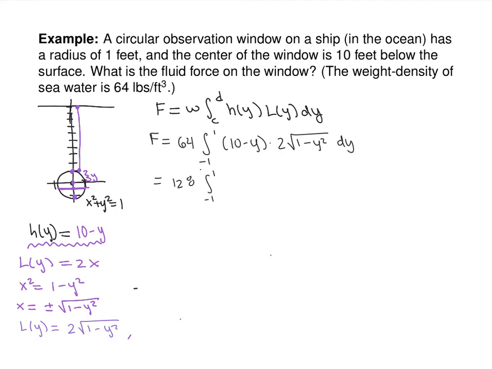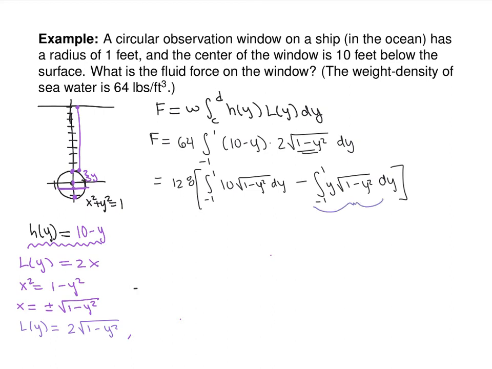And I'm going to do 2 other things at the same time. I'm going to distribute this square root of 1 minus y squared to the 10 and the y. So I have 10 root 1 minus y squared dy minus the integral from -1 to 1 of y square root 1 minus y squared dy. And this integral involves 2 clever things. So here is the first clever thing.